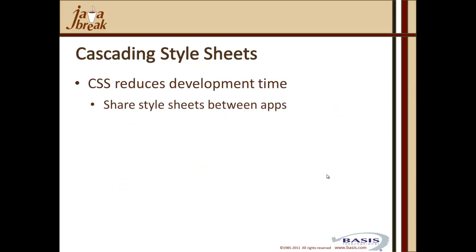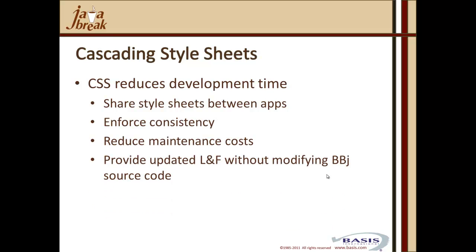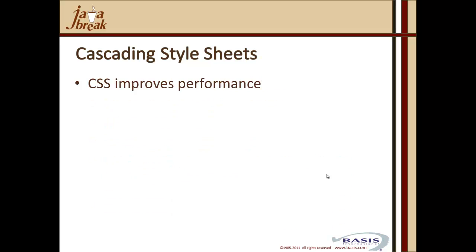It reduces your development time. You can share style sheets between applications. So if you want to have two applications have a similar look and feel and touch to the user, you can share that same CSS style sheet between the applications. That enforces consistency, reduces your maintenance costs, and provides an updated look and feel without modifying your underlying BBJ source code.